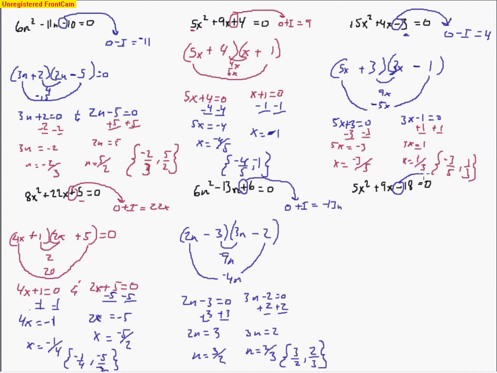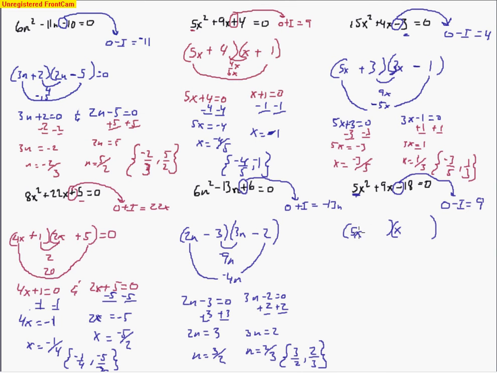Last one here has a negative sign in front of that 18. That tells us that the outside and inside terms subtract this time. Subtract to make 9x. And so since we have a prime number, that's where I'm going to start. I'm going to start with my 5x and x this time. That makes the 5x squared. Now I just need to think of numbers that make 18.